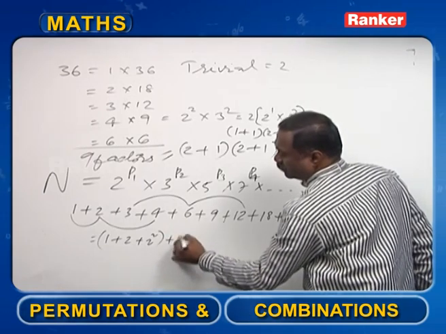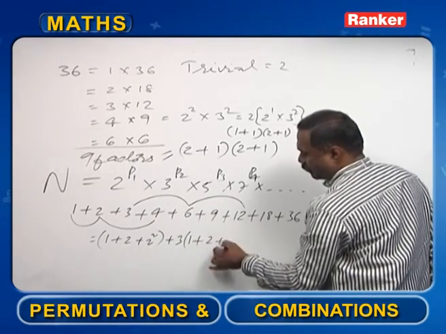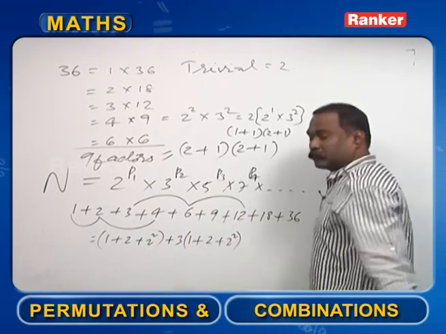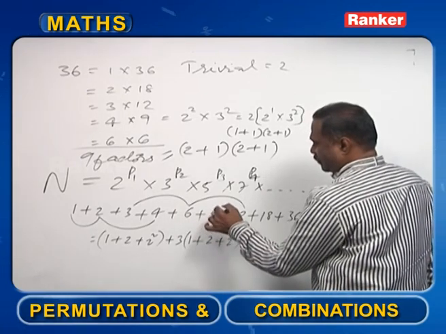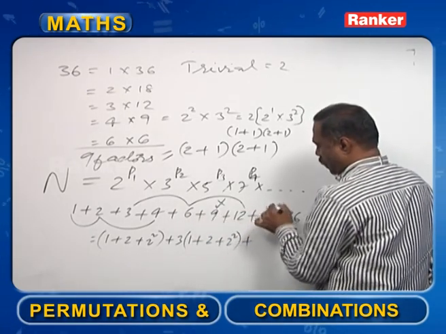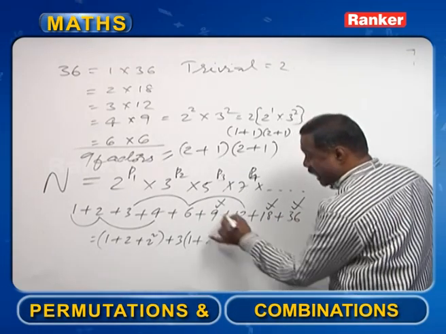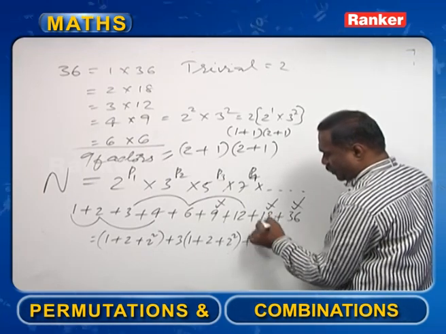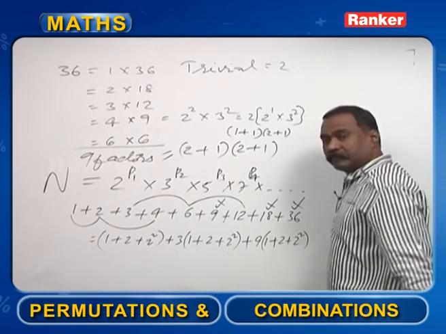Then you can take 3 common. What will you be getting then? 1 plus 2 plus 3 taken common, 4, 2 square. Next, I will take this 9, 18, 36. In these 3, I can take 9 common. It is 1, it is 2, it is 2 square.